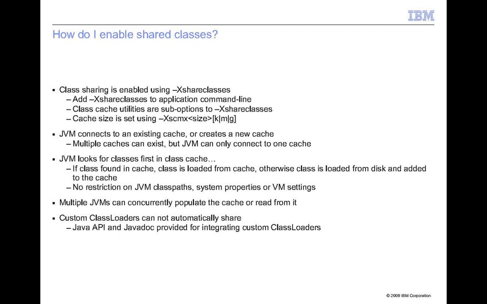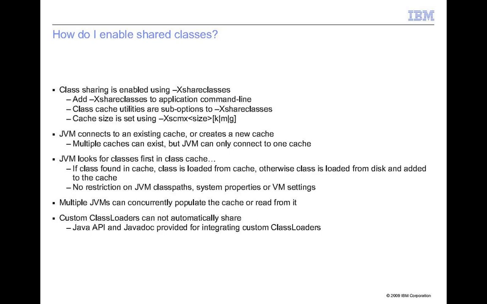When you create a cache, you have to choose what size you want it to be, and the way to do that is using the -Xscmx option, which allows you to specify a size. As I said, JVMs can either connect to an existing cache or they can create a new cache. The way that caches are identified is via their name. So you could say -Xshareclasses:name=mycache1, for example. And there can be multiple caches on the system, but each JVM can only be connected to one at a time.